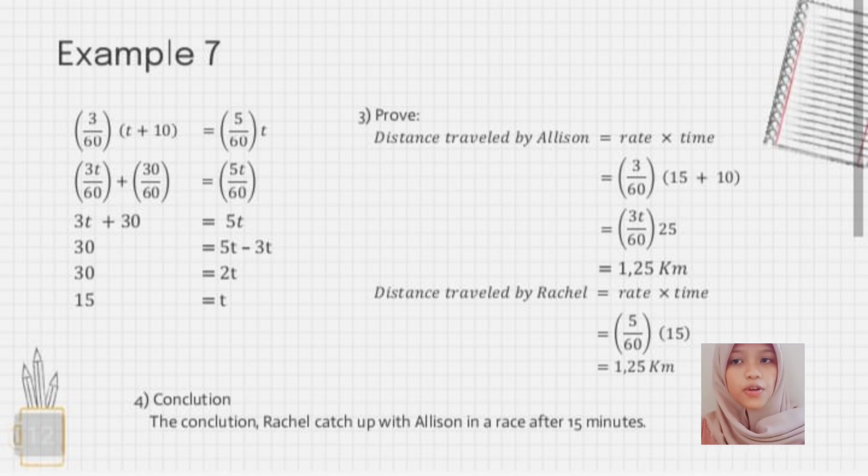We have to prove the distance traveled by Alison equals rate times time, which equals 3 per 60 times (15 plus 10), equals 3 per 60 times 25, equals 1.25 km. Distance traveled by Russell equals rate times time, equals 5 per 60 times 15, equals 1.25 km. The conclusion: Russell catches up with Alison in the race after 15 minutes.